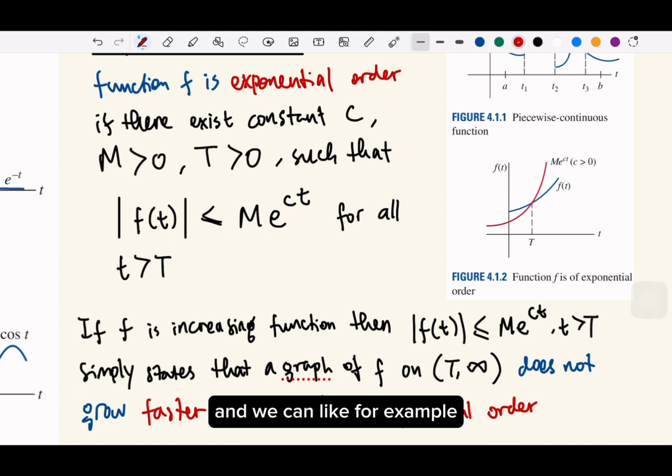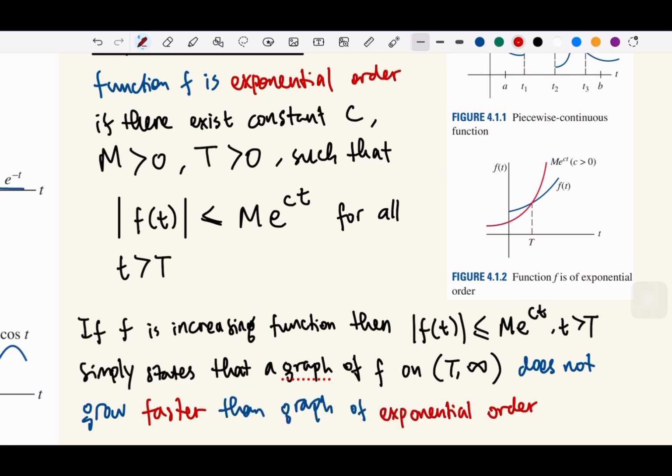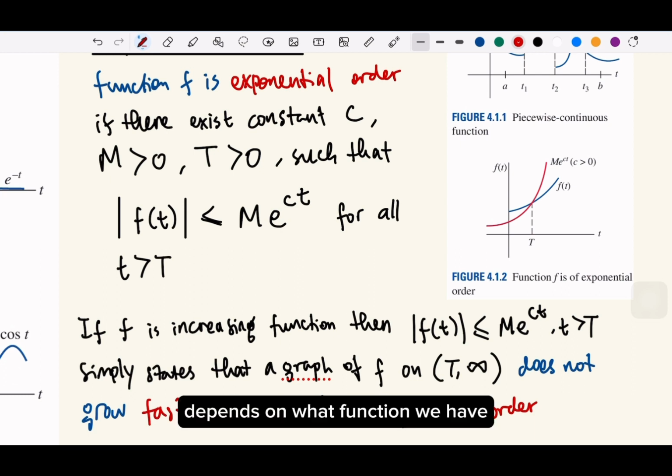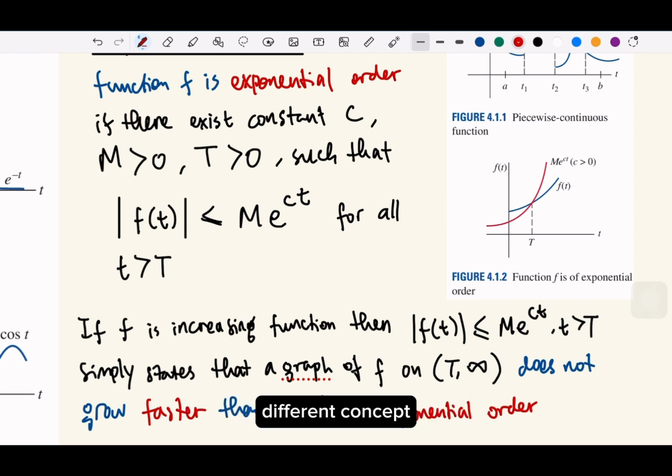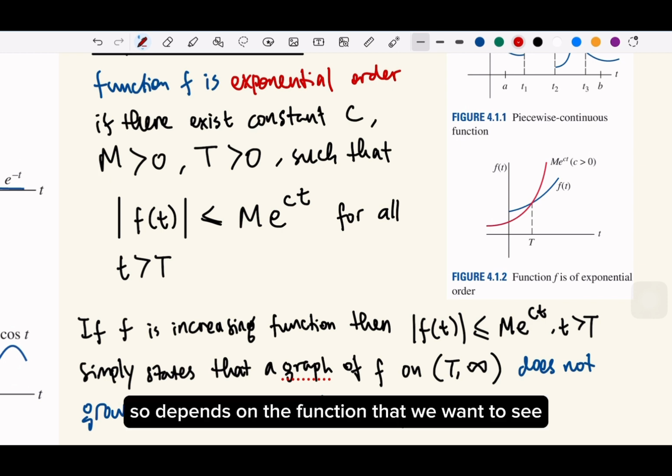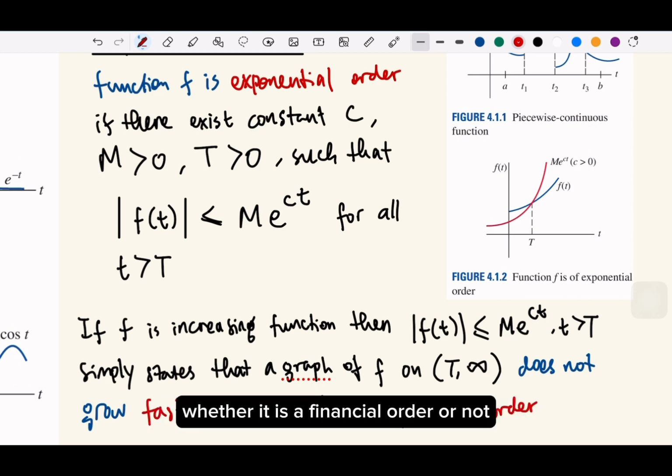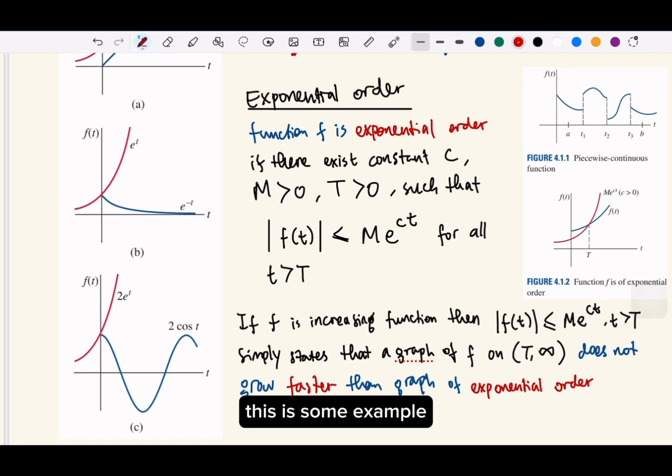And we can, for example, depending on what function we have, design our exponent here with a different constant. We can say e to the power of t, e to the power of 2t. Depends on what the comparison is, on the function that we want to see, whether it is of exponential order or not. So if we zoom in on the left here, this is an example.